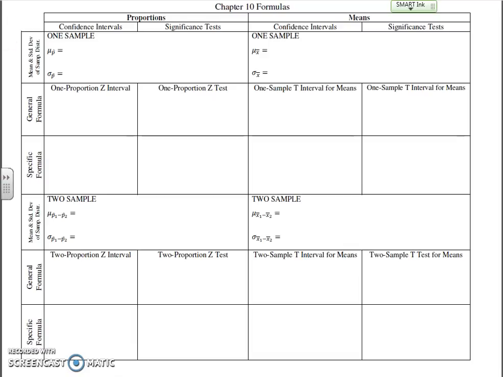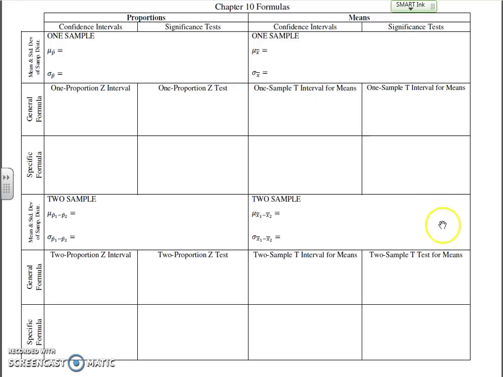This is literally every single formula. So I know it says chapter 10 formulas, but it's literally every single type of formula we've done so far. My hope is that you can compare confidence intervals to significance tests, one proportion interval to one proportion test, but then notice that it transitions to two sample down here. And then we've got all of the means. So I'm hoping that you can see the similarities, yet the differences.